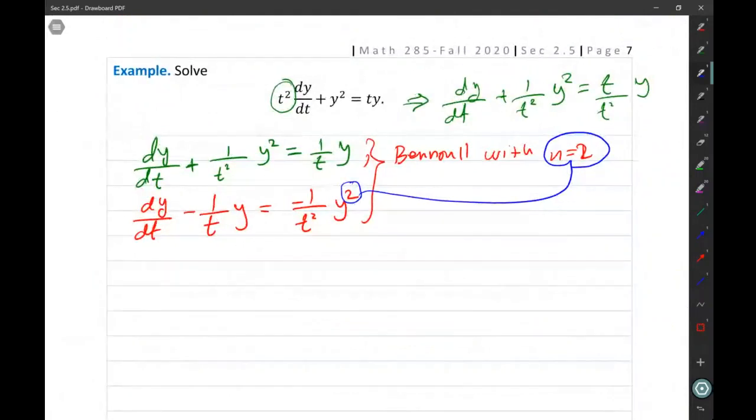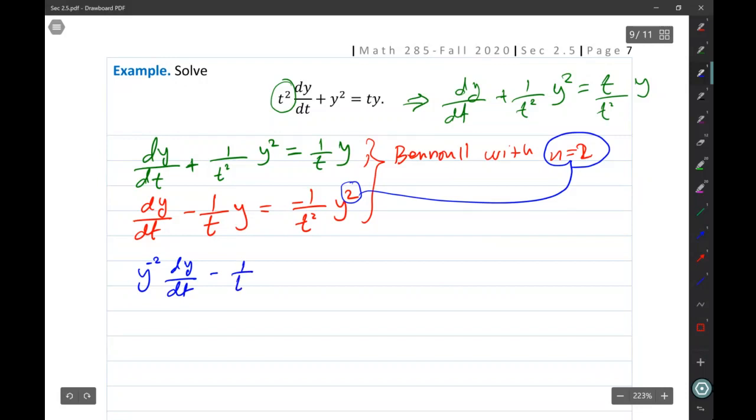Have a look, follow me in this example, and you will understand the idea very well. The first thing you have to do is divide both sides by y squared, so it becomes y to the power minus 2 dy by dt minus y by t divided by y squared is equal to minus 1 by t squared, which implies that y to the power minus 2 dy by dt minus 1 by t times 1 by y is equal to minus 1 by t squared.